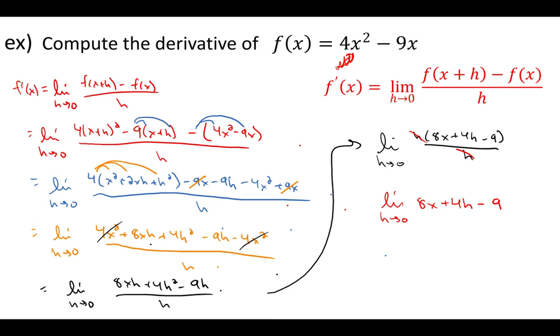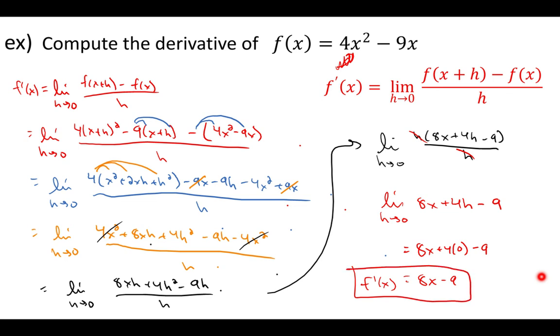We are now able to direct substitute. So that gives us 8x plus 4 times 0 minus 9. 4 times 0 is 0. So we're left with 8x minus 9. And that is our derivative, f prime of x. 8x minus 9.